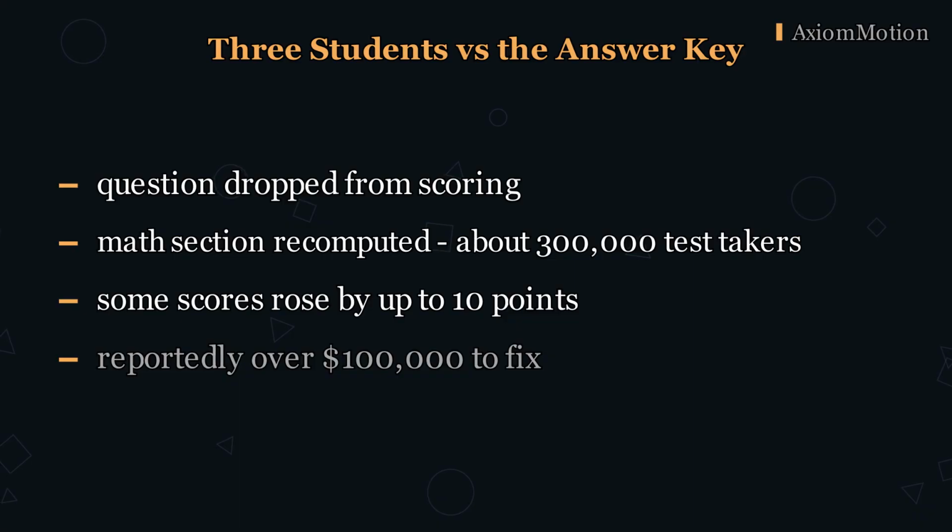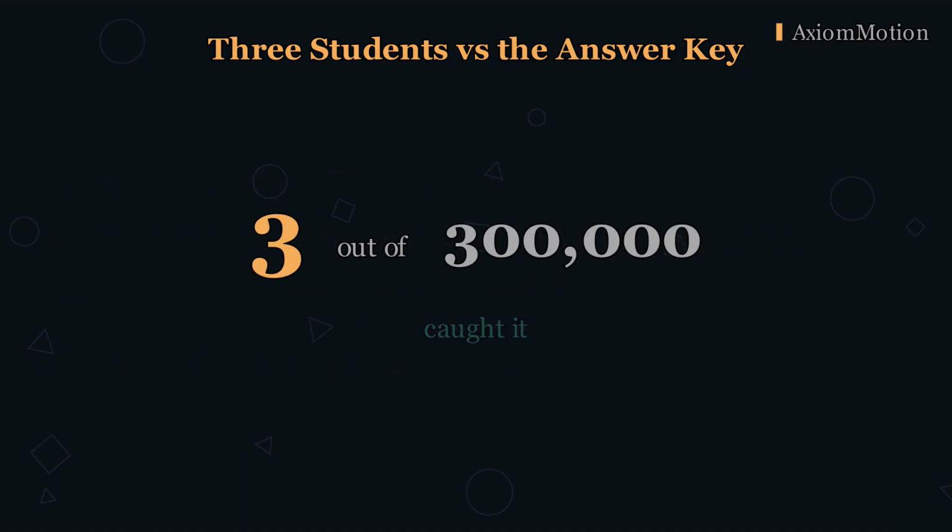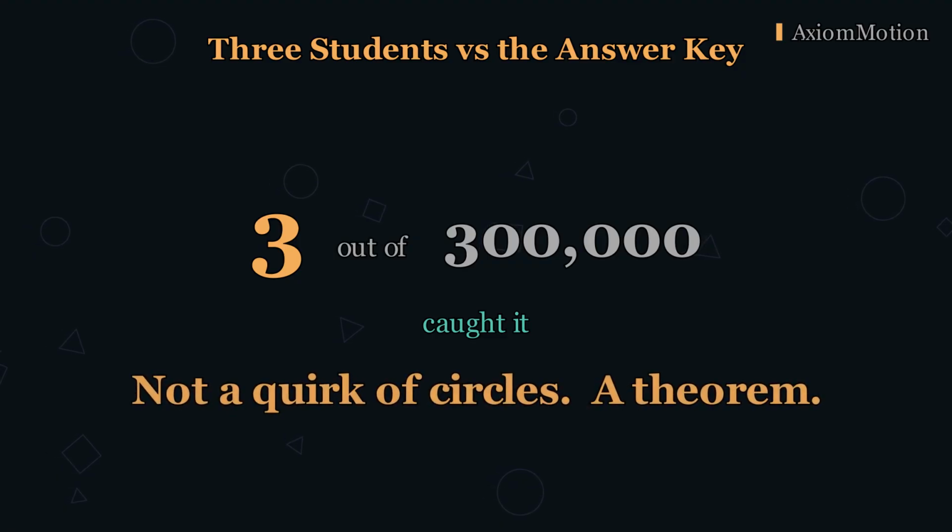Most scores stayed the same. Some rose by up to 10 points. The fix reportedly cost the testing service over $100,000. 3 students out of 300,000. Everyone else either picked the intended wrong answer or noticed nothing at all. The story usually ends here, but the mathematics is just getting started. Because the extra rotation those students found is not a quirk of circles, it is a theorem.